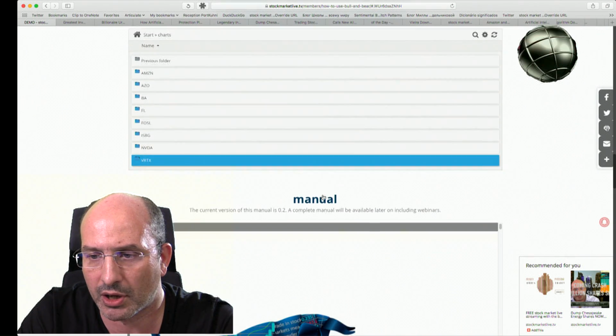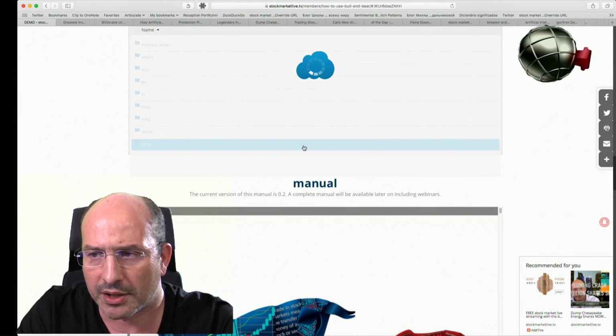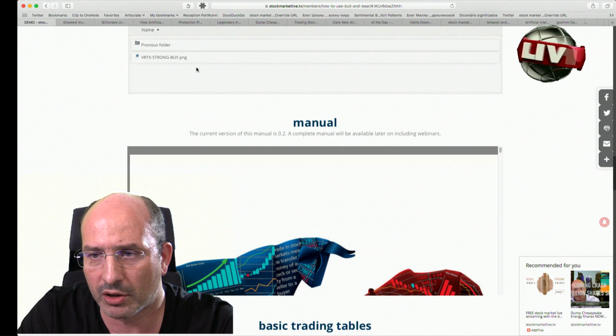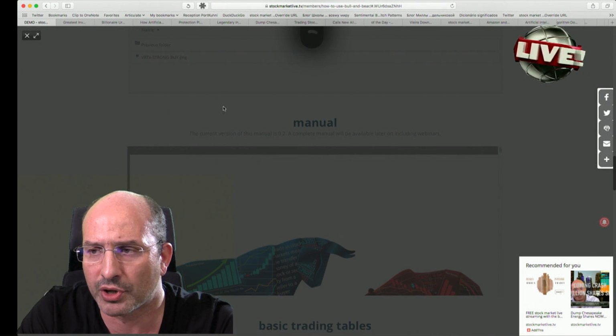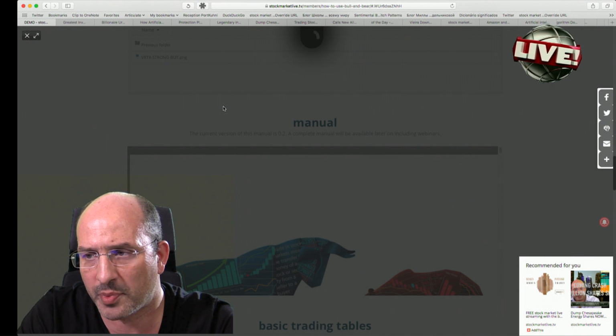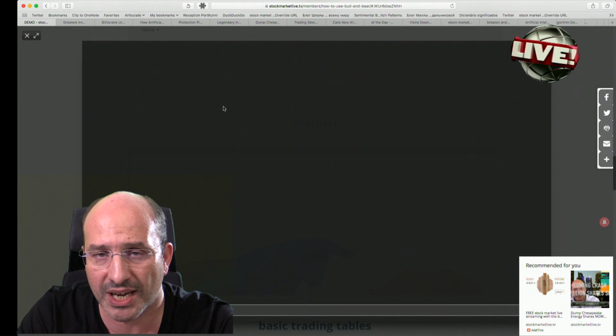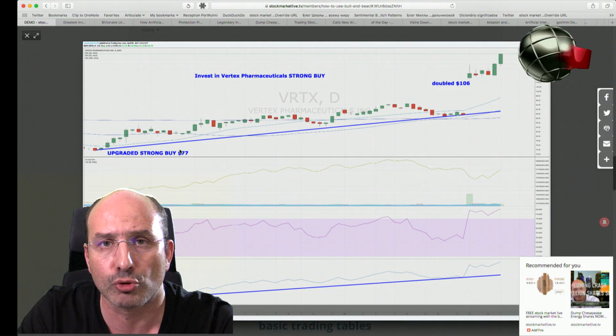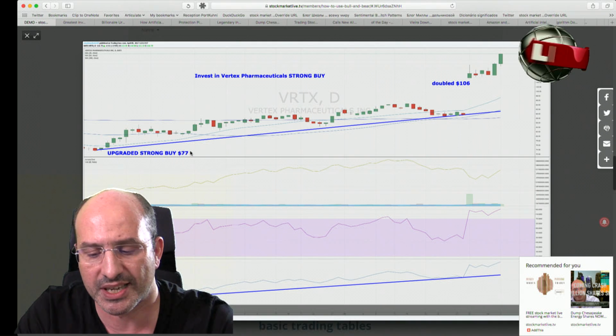I'm going to click here on some examples. The case of Vertex Pharmaceuticals, very well known, Vertex Pharmaceuticals strong buy, a complementary stock pick that you have on the website of the company, on YouTube and so on. And by clicking on the chart, you can visualize the chart. For example, aggregate to strong buy, the price of $77.